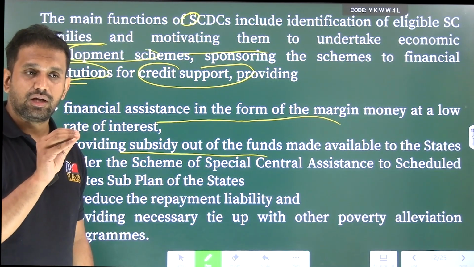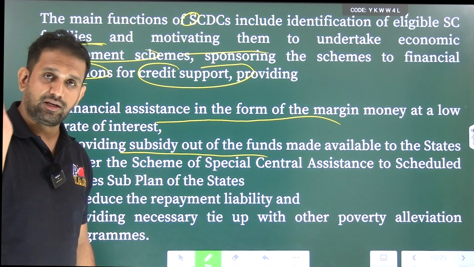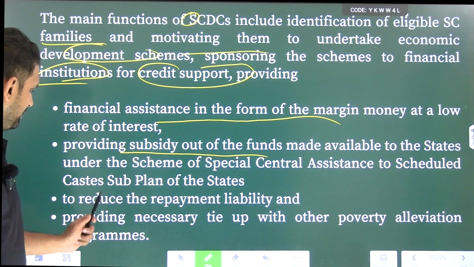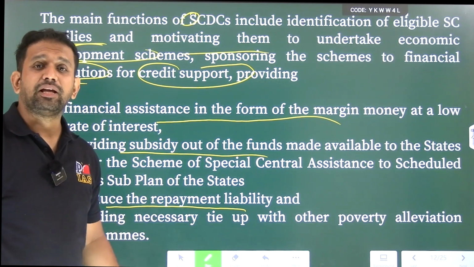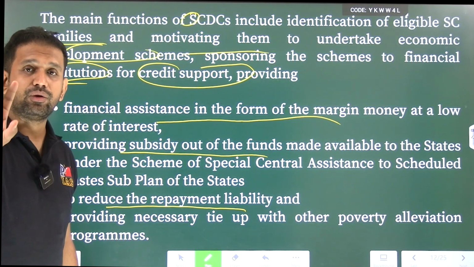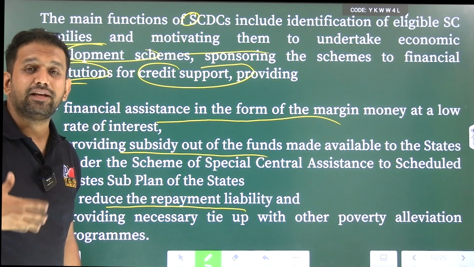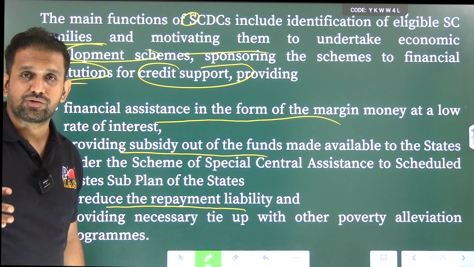It also provides subsidy out of funds. On the loans, if they are paying the loans on time, they give subsidy to reduce the repayment liability. Suppose your loan is being repaid by me in small amounts.